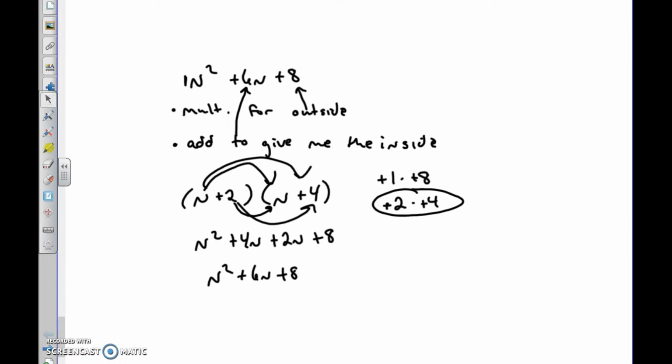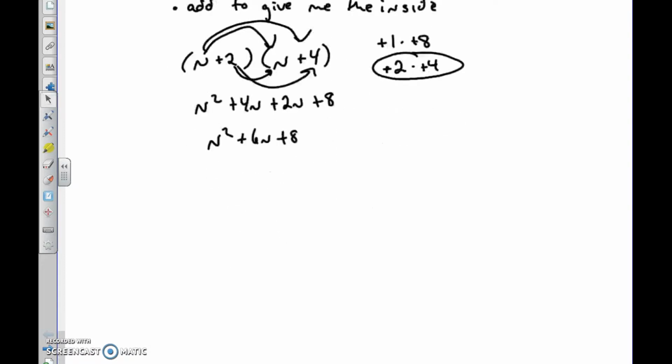But now, what if we have a different problem here? We have a trinomial that does not have a leading coefficient of 1. Let's say that we have 5n squared plus 10n plus 20. In this case, we need to make sure that we have a 1 in the front. That's where our rule comes in, where we can say what multiplies to give me the outside and adds to give me the inside. Well, the problem here is we have a 5.